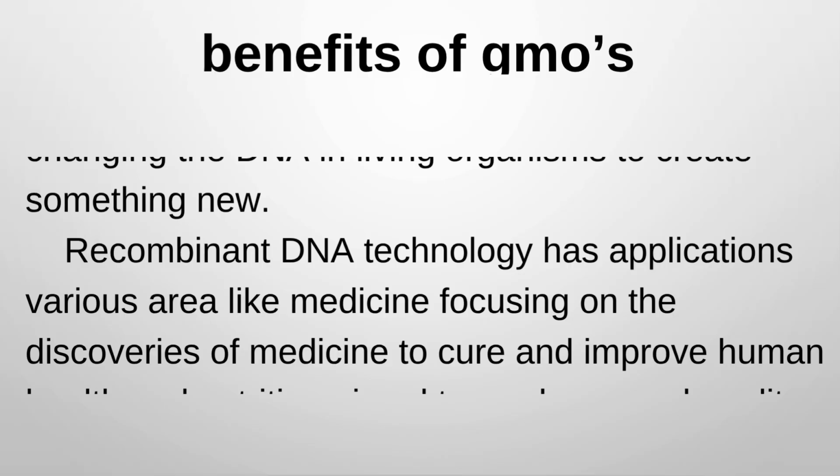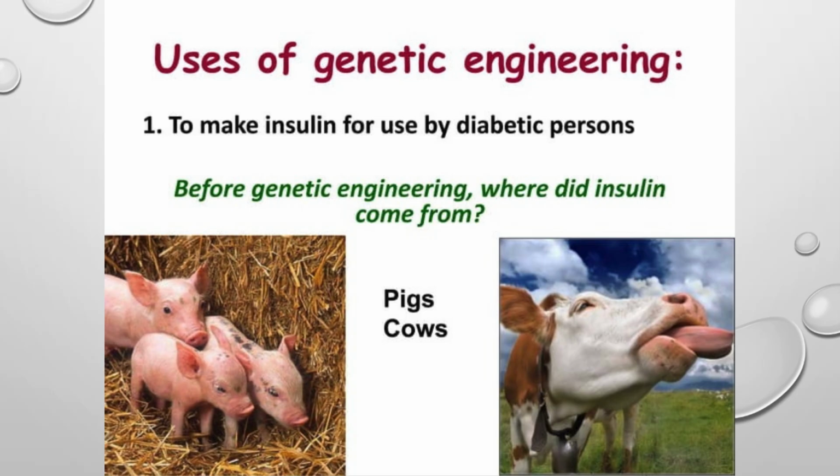Now, what are some benefits of GMOs? It involves artificial manipulation, modification, and recombination of DNA or other nucleic acid molecules in order to modify an organism or population of organisms. Now, the benefits of GMOs: it is used in applications in various areas like medicine, focusing on discoveries of medicine to cure and improve human health. Example, a use of genetic engineering is to make insulin for use by diabetic persons.